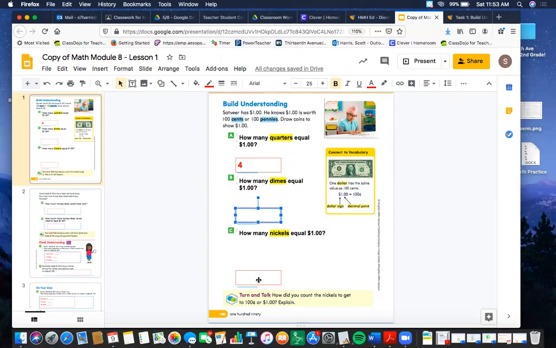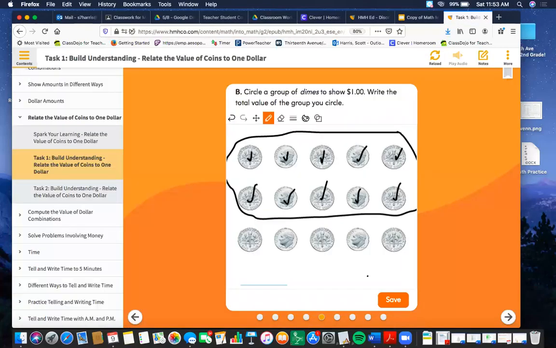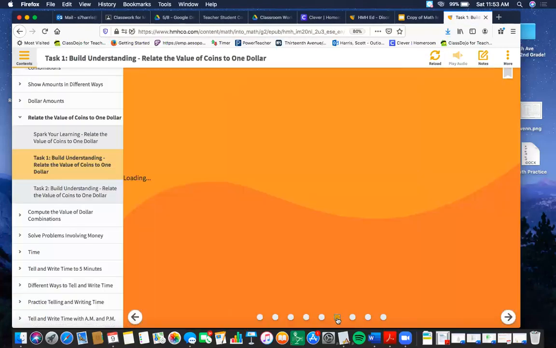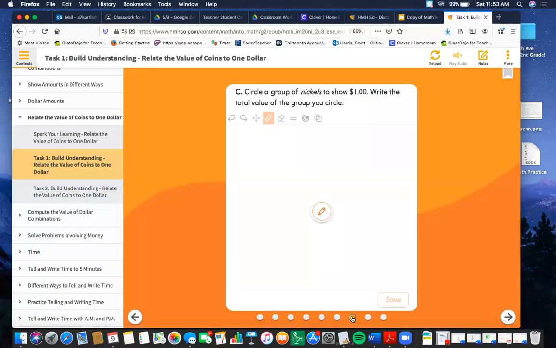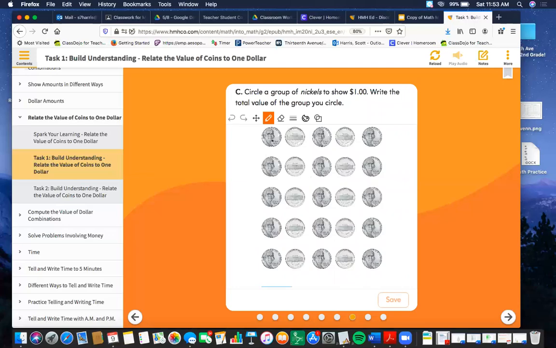Let's look at question C. You're going to use that same process and count your nickels. Remember, when you are counting your nickels, you are counting by what? You are counting by 5s. Each nickel is worth 5. Oh, there's our nickel. So you're going to count 5, 10, 15, 20. Count all the way up until you get up to 100. 5, 10, 15, 20, 25, 30, 35, 40, 45, 50, 55, 60, 65, 70, 75, 80, 85, 90, 95, 100.